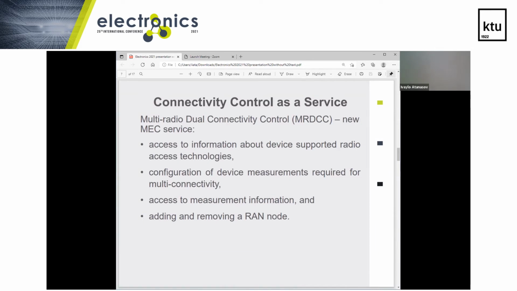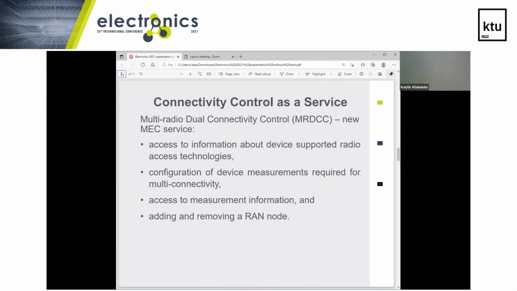The open access to connectivity control may be provided by a new service called by us Multi-Radio Dual Connectivity Control Service, which enables applications to access information about device-supported technologies, to configure device measurements, to access measurement information, and to add and remove a serving node.